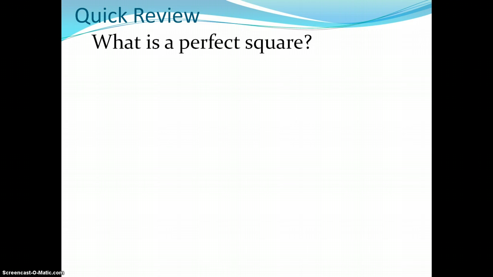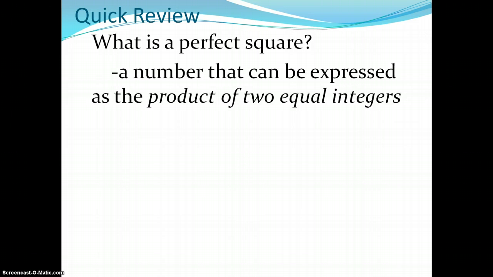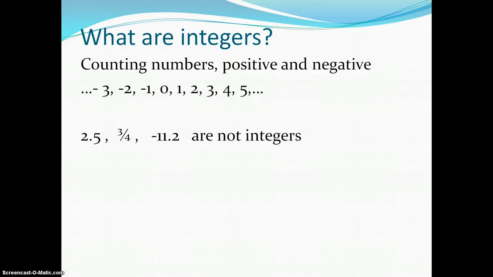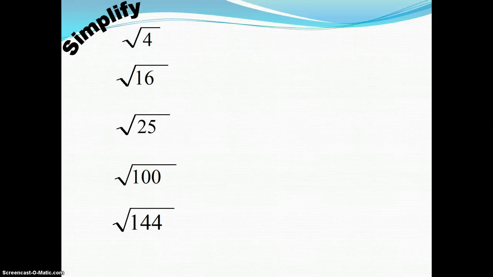Alright, if you take a look at the next part, it says, what's a perfect square? A perfect square is a number that can be expressed as a product of two equal integers. An integer is a number that you count, for example 1, 2, 3, 4. Integers are not 0.5, 0.3, 3/4, and the numbers in the middle of the number line. So the square root of 4 is 2, the square root of 16 is 4, the square root of 25 is 5, the square root of 100 is 10, and the square root of 144 is 12. These are all perfect squares because when you take the square root of these numbers, you get an integer. That's what makes them perfect squares.